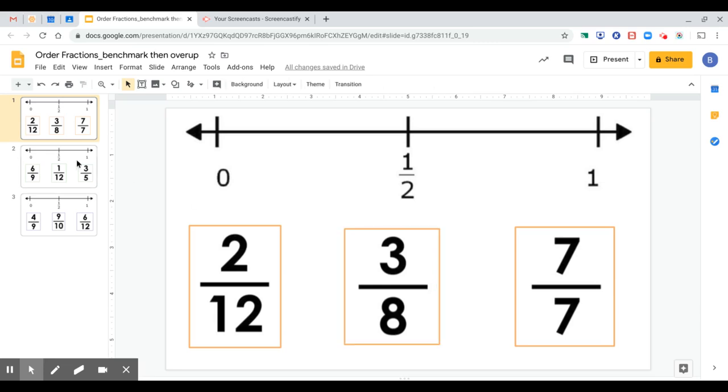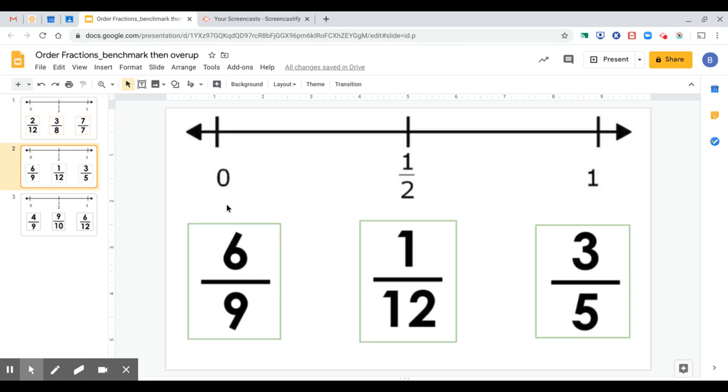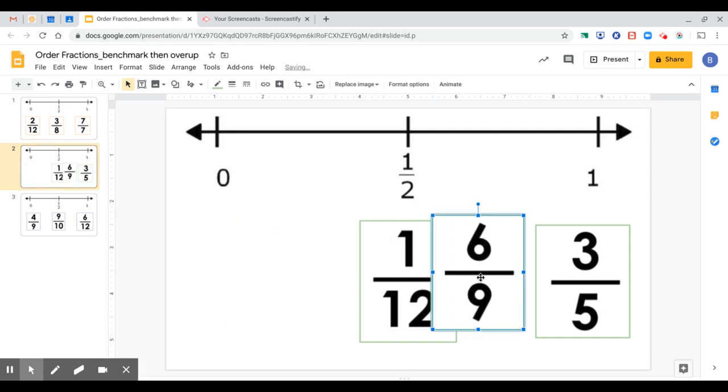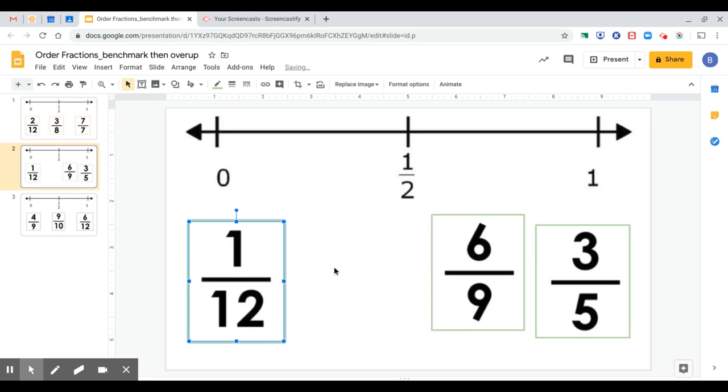Let's try one a little bit harder. We're going to look at 6/9, 1/12, and 3/5. So 1/12 is super tiny. That's almost 0. We'll put that down at the beginning.